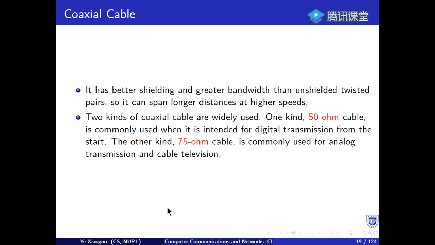One is 50 ohm cable, which is commonly used when it is intended for digital transmission from the start. The other one is 75 ohm cable. It's commonly used for analog transmission and cable television. So in computer science, in the local area network, the 50 ohm cable is commonly used for digital transmission. But the second kind is usually used for cable TV.